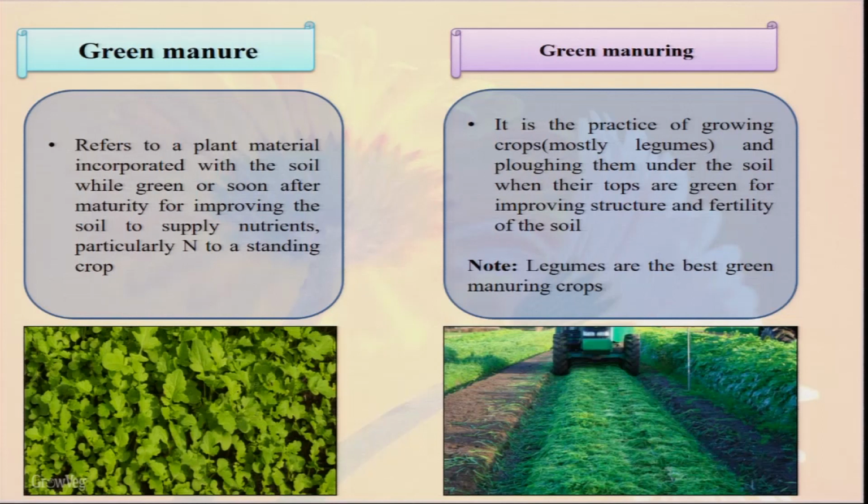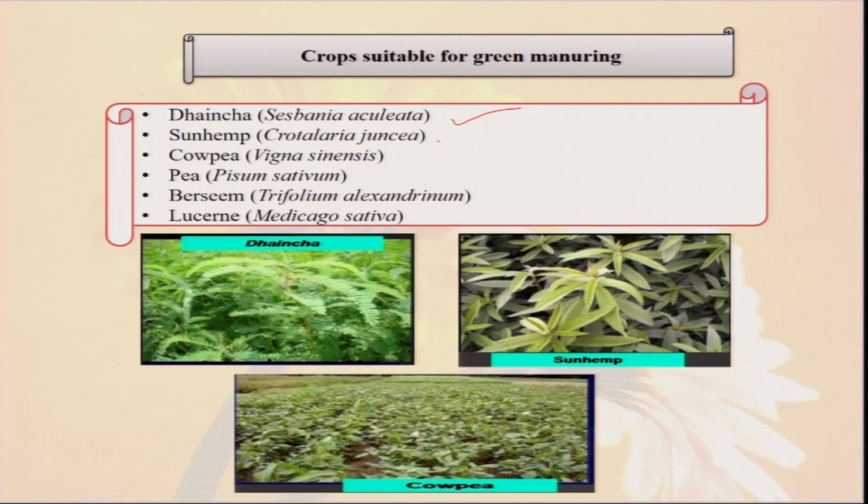So there are different types of green manure. We discussed previously in our class what a green manure crop is and what green leaf manure is, and we always prefer leguminous crops for green manure, so that maximum nitrogen fixation occurs within the soil, and the plant residue goes back to the soil. So nitrogen supplementation and nitrogen fixation will be there in the soil. There are different crops suitable for green manuring: dhaincha, sunhemp, cowpea, pea, berseem and lucerne.